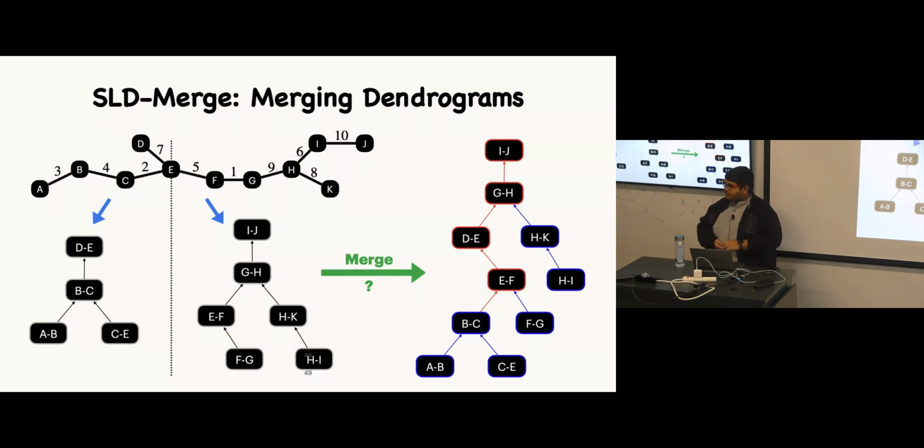Yeah. The root is the node that you're splitting on, or it's the root of the dendrogram? Yeah, so we can split at any vertex, as long as we make sure that we do not share edges between the two sides.